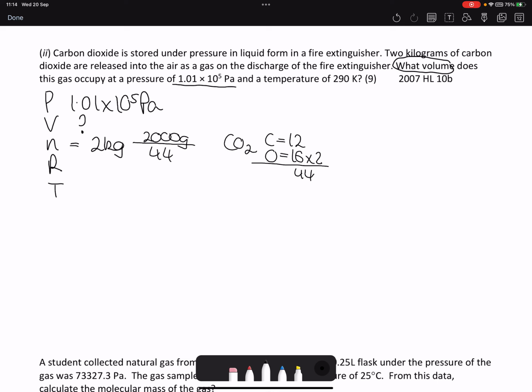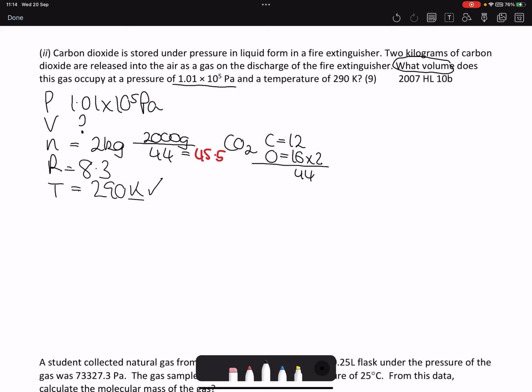So I'm now dividing 2,000 grams by the molar mass of carbon dioxide, which is 44. And when I do that piece of maths, let's change the colour of my pen so we can see the number, I am going to get 45.5. My R is my universal gas constant, that is fixed, and my temperature here was 290 Kelvin. I can use this because it's in the right units.